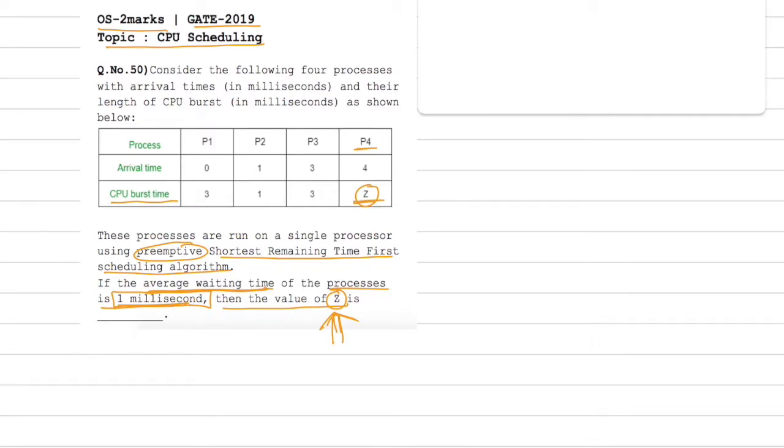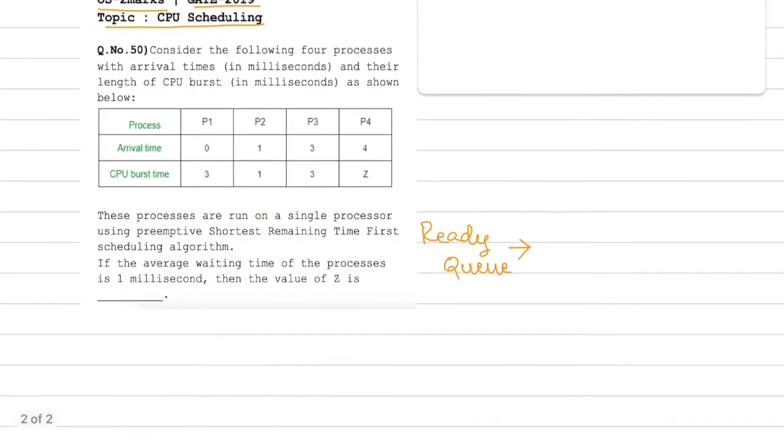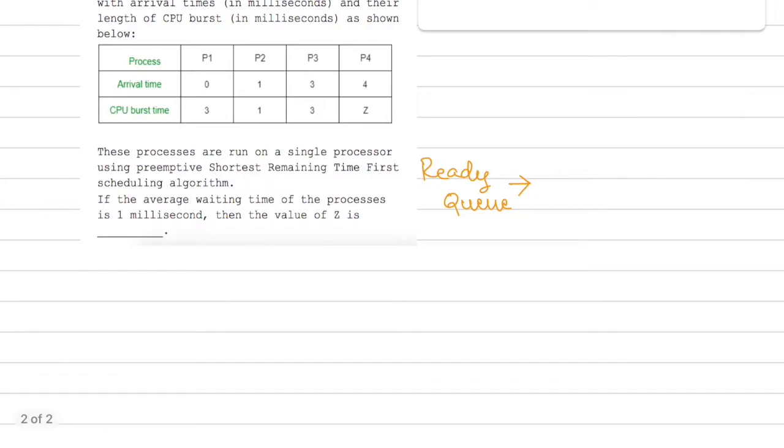So before we move on, let's just clear this up. And as we know, for any scheduling algorithm, we need 2 things. One is the ready queue, so let me just make a note of it here. And another thing we require is the CPU running state. So let's make a note of it here, CPU running state. So let's start implementing the preemptive shortest remaining time first scheduling algorithm.